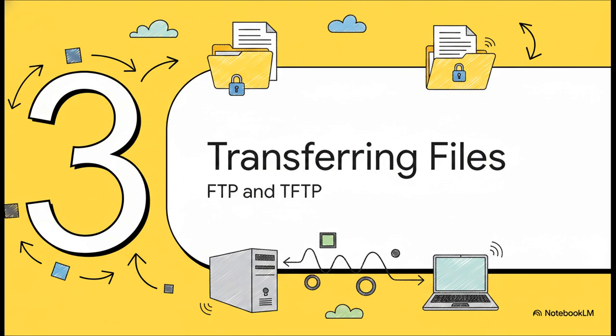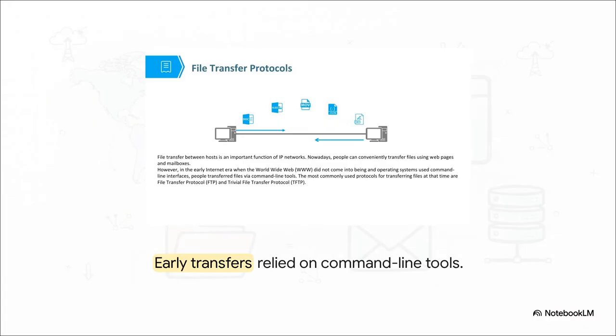All right, section 3. Let's talk about transferring files, specifically focusing on FTP and TFTP. To really appreciate how this works, we kind of need to step back in time. Transferring files between hosts is a massive, fundamental function of IP networks. Nowadays, we do this so easily through web pages or cloud storage. But back in the early internet days, before the World Wide Web was even a thing, everything was purely command line. You couldn't just drag and drop a file. You needed robust, highly specialized text commands.